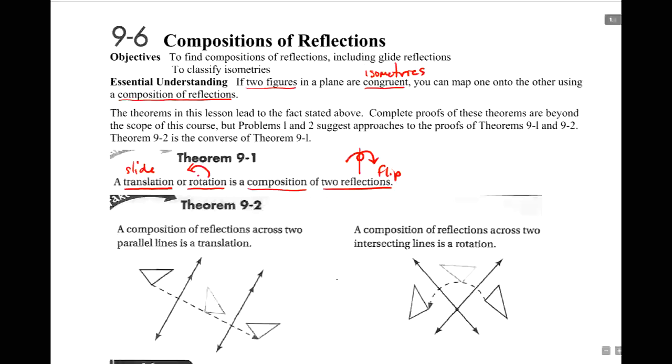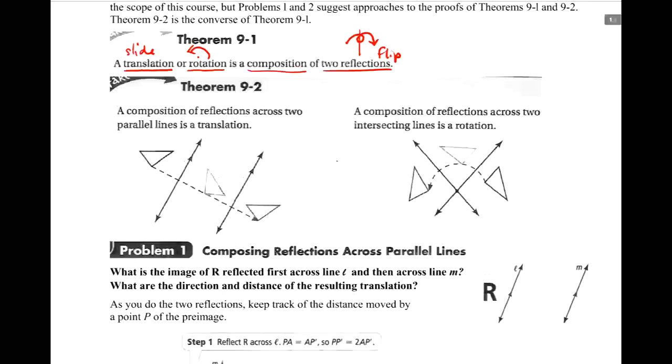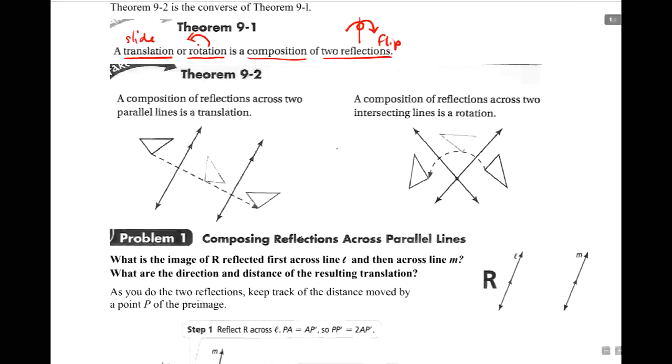Now, Theorem 9.2, these are converses of that. So let's take a look here. These are a little bit easier to understand. A composition of reflections across two parallel lines results in a translation. So if we reflect across two parallel lines, we end up with a slide. Well, let's look and see how this happens.